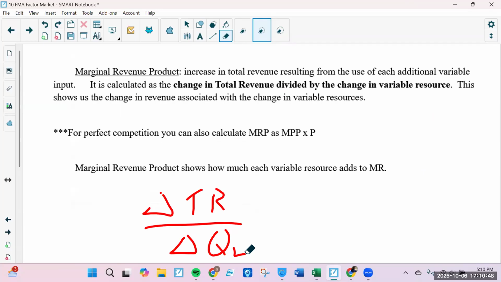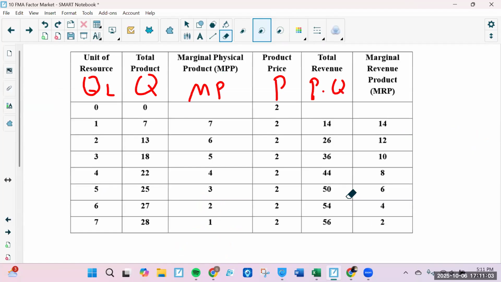If we're dealing with perfect competition in a perfectly competitive factor market, then you can actually say that marginal revenue product is marginal product times price. So if I go back over here, the way I was just showing you, I was doing 7 times 2 is equal to 14, and 6 times 2 is equal to 12. So I was doing marginal product times price because this is perfect competition.